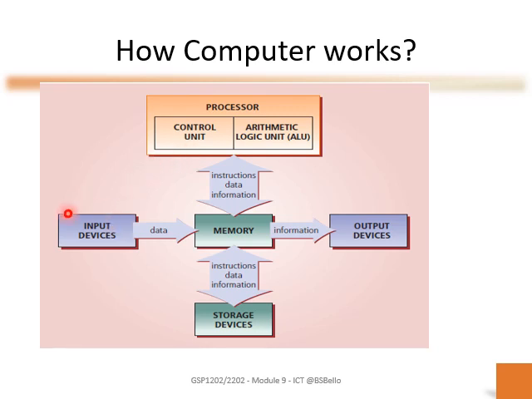The computer receives instructions or information via the input devices. Such data will go into the memory of the computer, and the processor, which has the control unit and the arithmetic and logical unit, does the processing of the data. Then it stores the information on a storage media or device for future use, and also outputs the information.